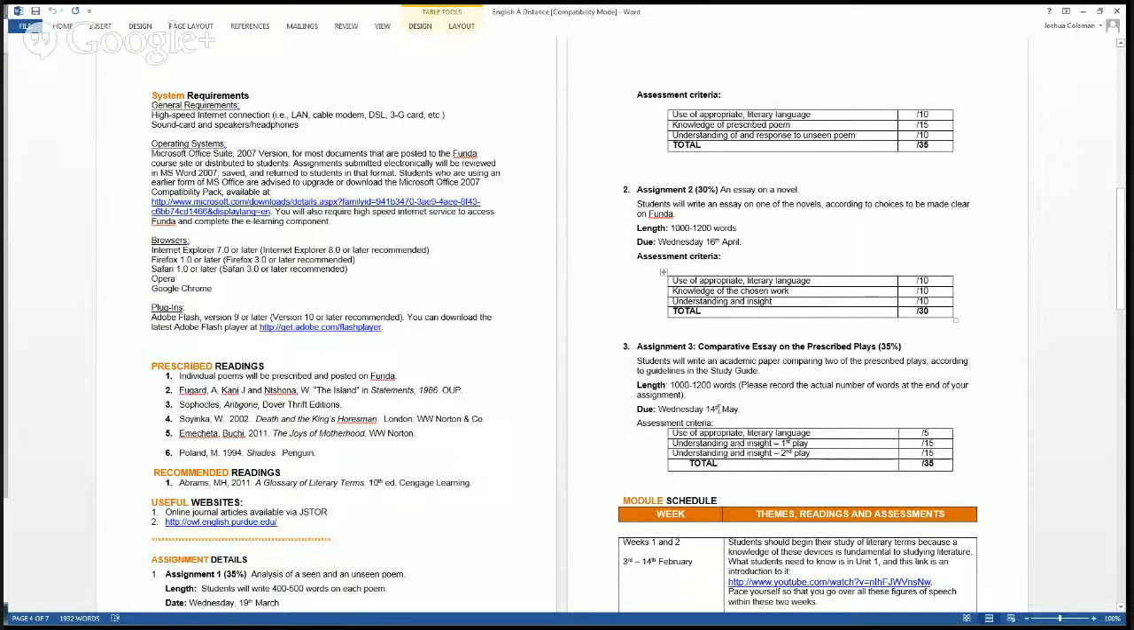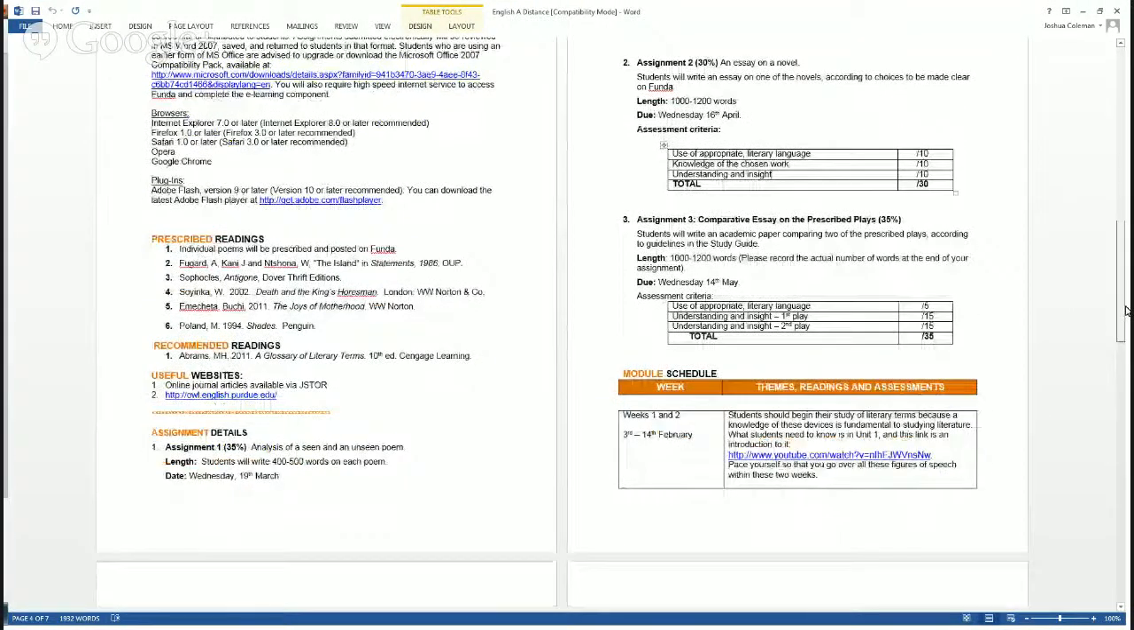By that time, you should have studied all three of the plays well enough so that you can just see, okay, this is the question I like, I'm going to choose this one, and you've got a week to get it written up. It's far too late to start reading and looking for references then.